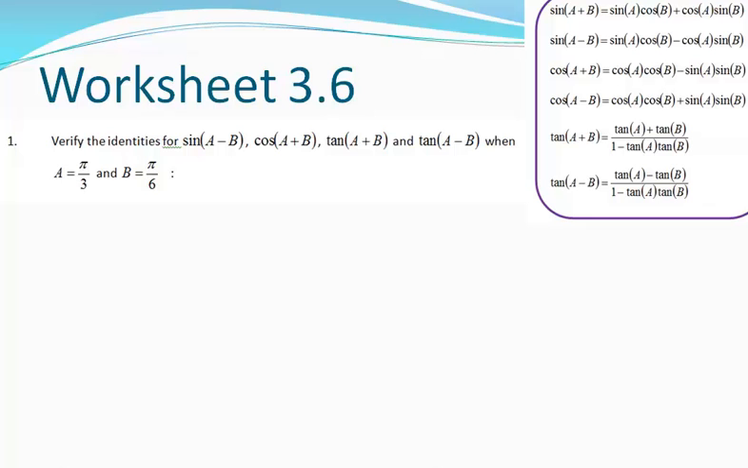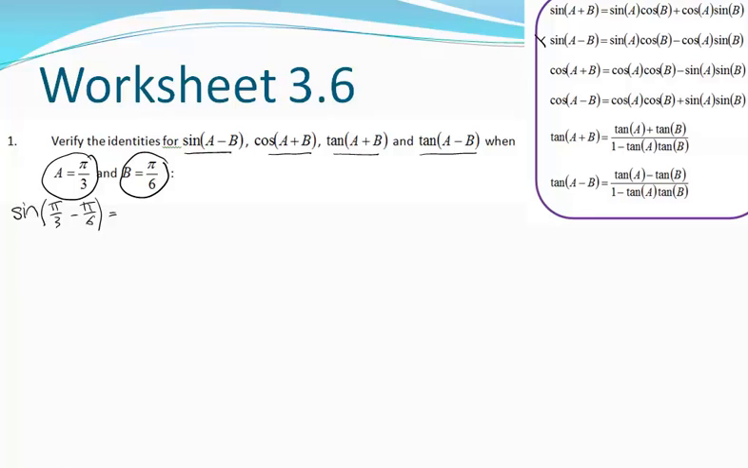Worksheet 3.6, Part 1. We want to verify the identities for sine of A minus B, cosine of A plus B, tan of A plus B, and tan of A minus B. And we're given A is pi on 3 and B is pi on 6. So we'll start here. The first one we have is sine of A minus B. This is the sine of pi on 3 minus pi on 6 is equal to.